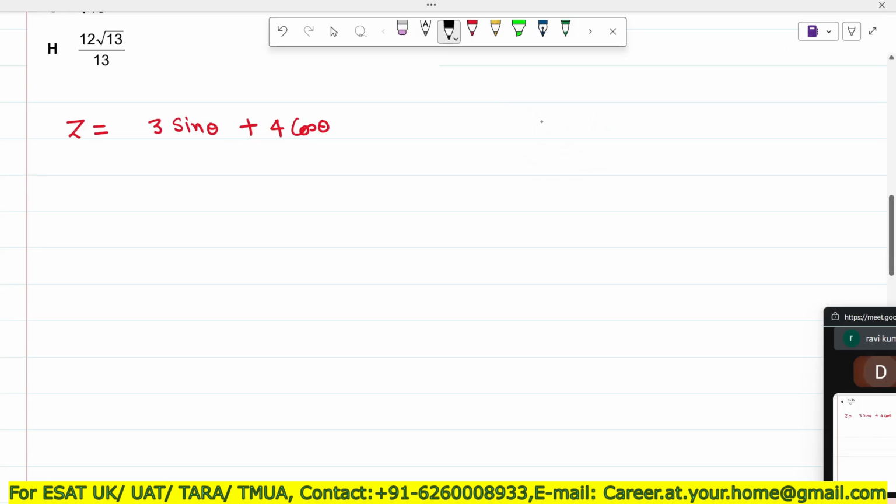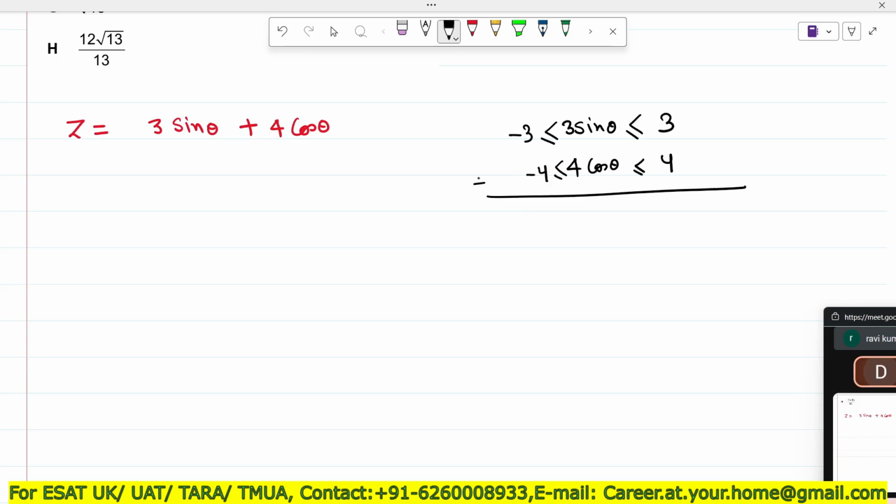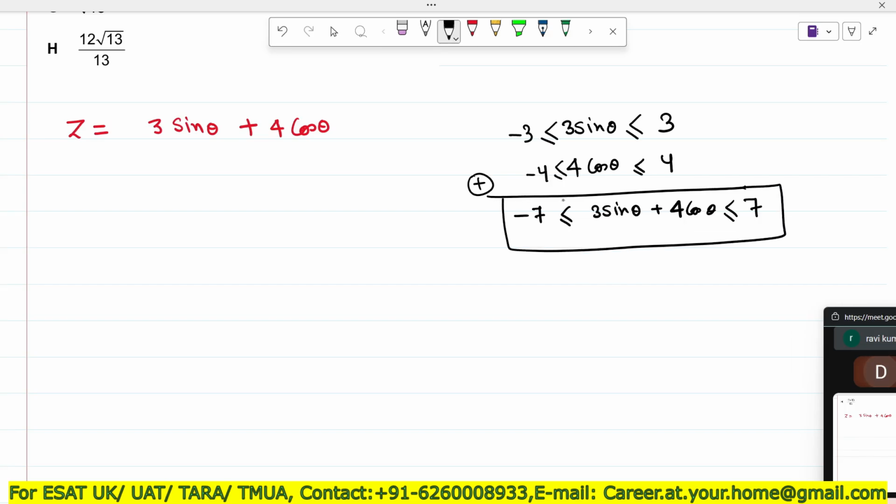Okay. So can we do it this way? Sir, I know that 3 sine theta lies between minus 3 to 3, right? And 4 cos theta lies between minus 4 to 4. Do you agree with this? Yes. So just combine them. If we add them, that's what I was thinking, we can write minus 7 is less than or equal to 3 sine theta plus 4 cos theta, which is less than or equal to 7. It seems to be correct, but this is not correct.